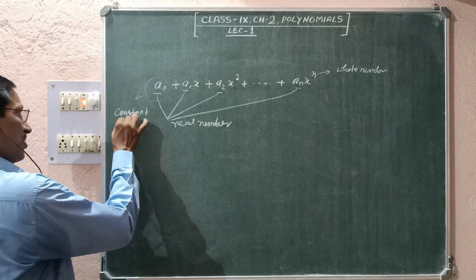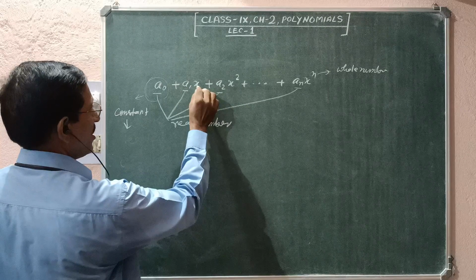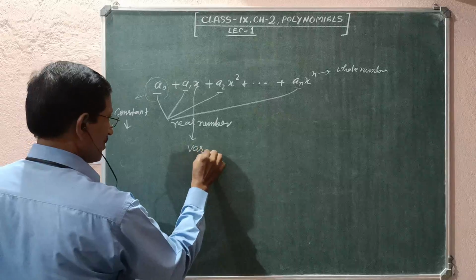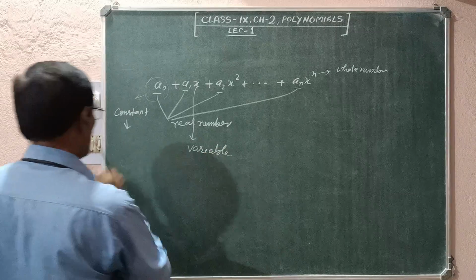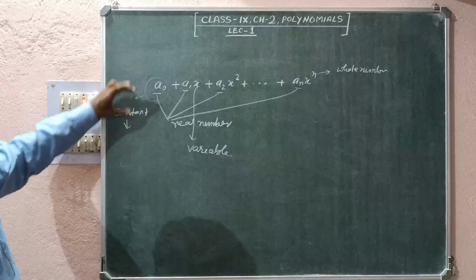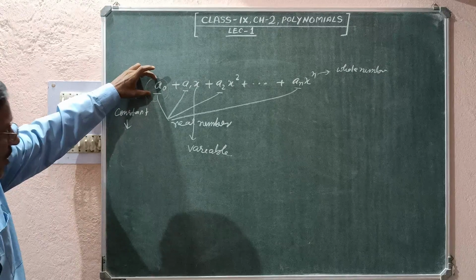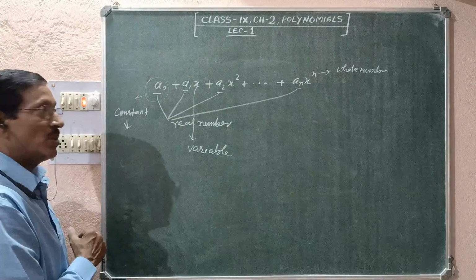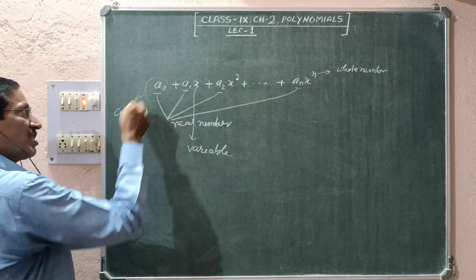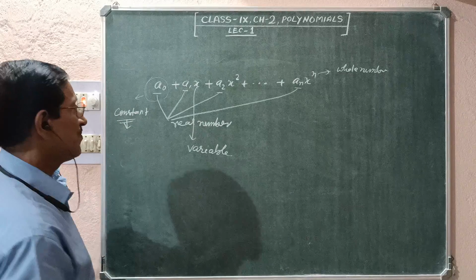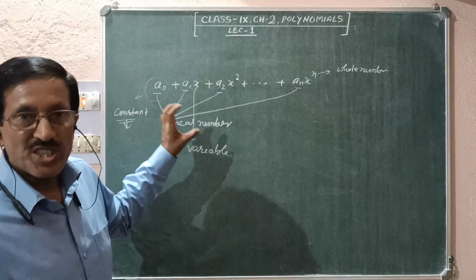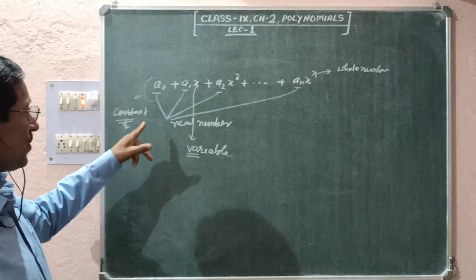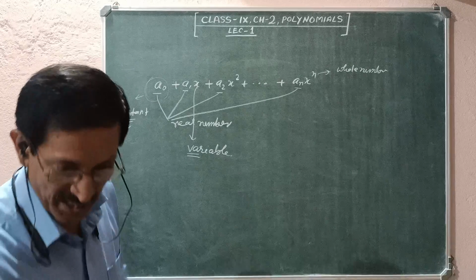Here x is the variable. So what is a variable, and what is a constant? There is a symbol which takes a fixed value. The symbol which takes a fixed value is known as constant, and the symbol which takes many values is known as variable. So these are the expressions.